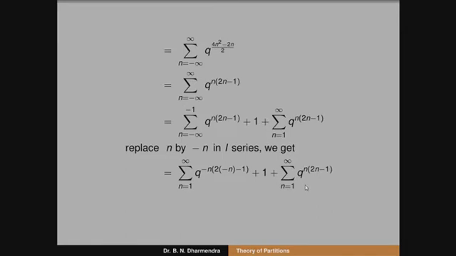This one is unaltered. So therefore that is equal to summation n running from 1 to infinity q to the power of n into 2n plus 1, plus summation n running from 1 to infinity q to the power of n into 2n minus 1. So in terms of the first series and the second series, we should expand and see what happens when n is equal to 1.